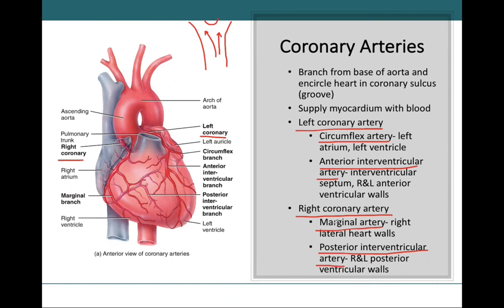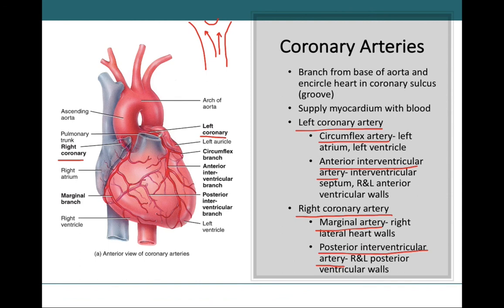So what you need to understand is that the aorta comes out of the heart. The left ventricle is pumping blood through that aortic valve into the aorta. And blood is going to enter into the systemic circulation from the aorta. But these tiny little vessels that are branching from the base of the aorta are going to facilitate the actual perfusion of the myocardium itself. Our left coronary is going to have two major branches, and our right coronary is going to have two major branches.